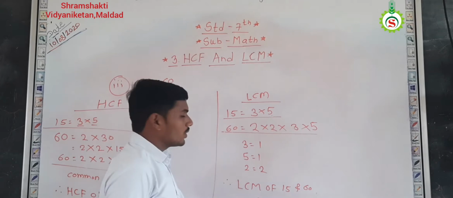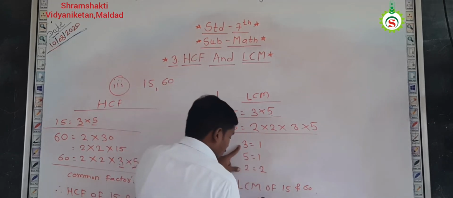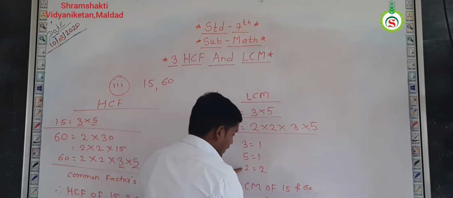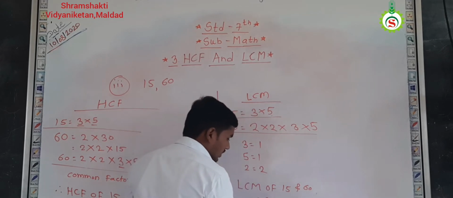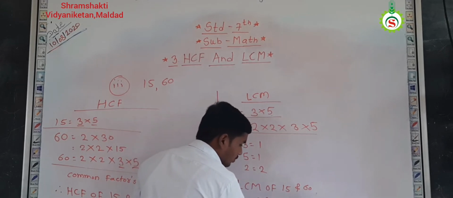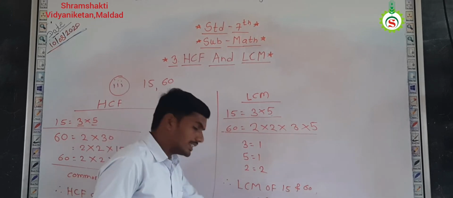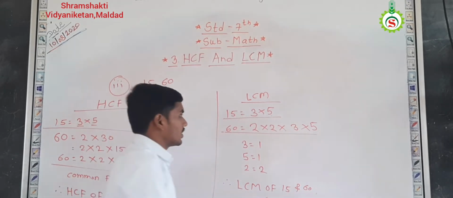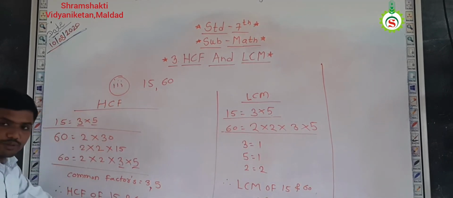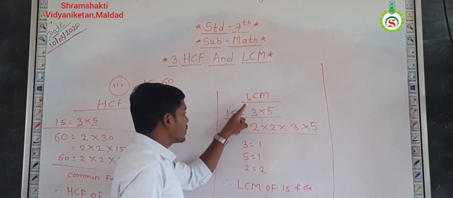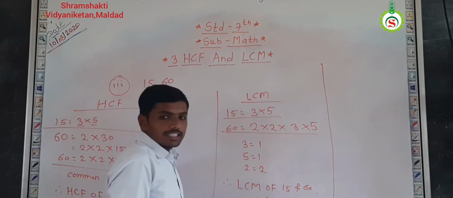What do I have to take now? Product. So 3 occurs how many times? Only 1 time. 5 occurs how many times? Only 1 time. And 2 occurs 2 times. So 3 fives are 15 and 2 twos are 4, so 15 fours are 60. So which is the LCM of 15 and 60? That is 60. That means I have found the HCF of 15 and 60 is 15, and also the LCM of 15 and 60 is 60.